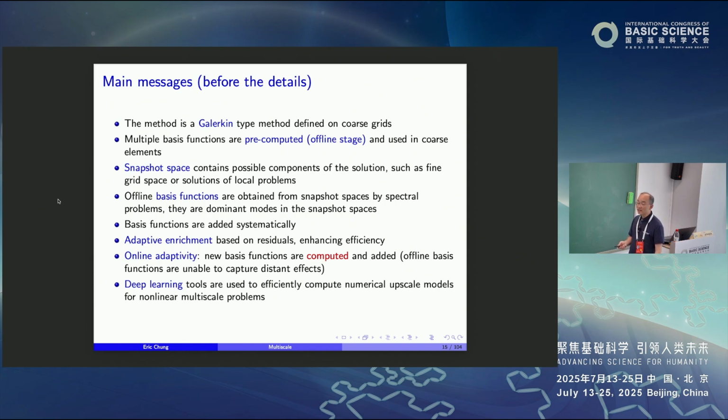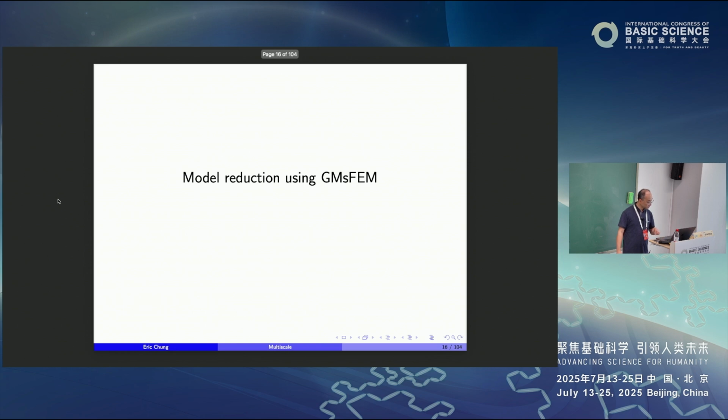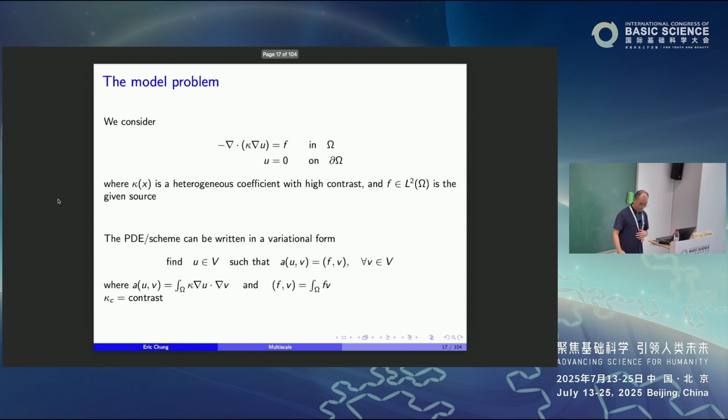Adaptive enrichment means that if we know that some part of the solution is not good enough, we need some way to enrich the space. And this is what we call adaptive enrichment. Now, if we have time, maybe I can also go to some machine learning ideas that can also be applied in this case. So next, let me go to some more technical details of the method.